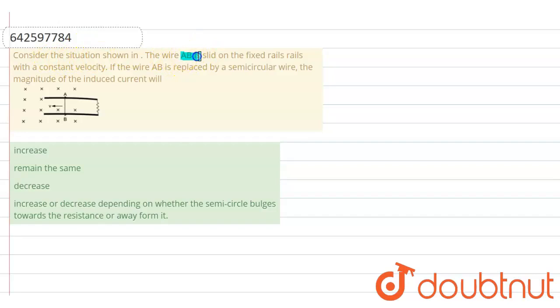In this problem, consider the situation shown in the figure. The wire AB is sliding on a fixed rail with a constant velocity. If the wire AB is replaced by a semicircular wire, the magnitude of the induced current will be.